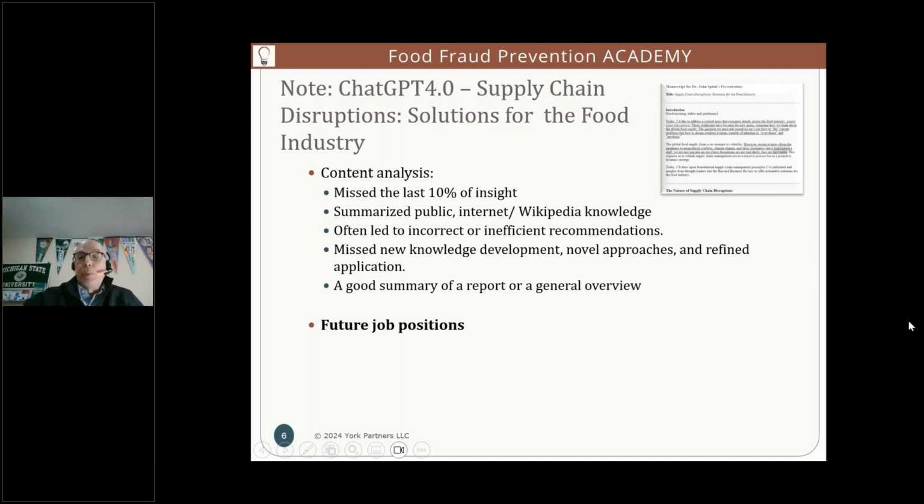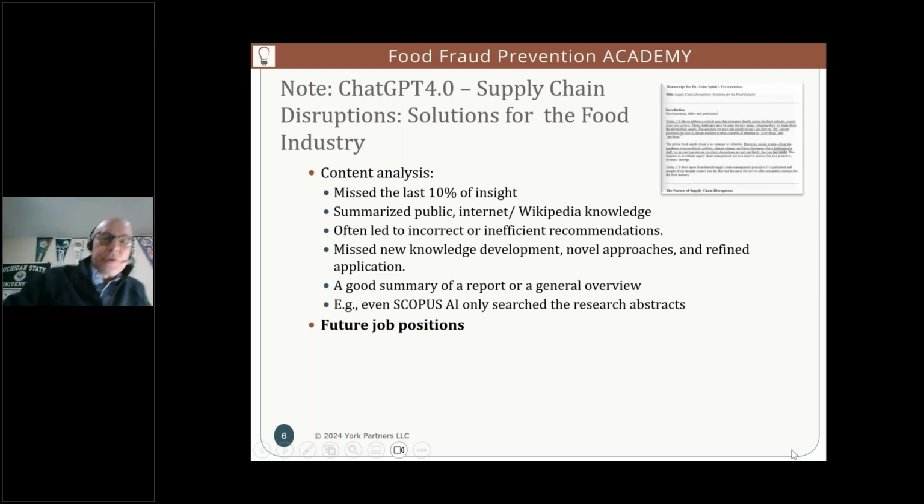It's a good summary of a report or a general overview. Fantastic. Summarize this standard or this document. And a lot of times there's very limited access to data. Scopus is a database that has the highest ranked scholarly articles, academic articles. That's what we use when we do research at the highest levels. And even Scopus's own AI system only looked at the abstracts. Well, that's very little value. I'd say 95% of the value of academic articles is not in the abstract. The abstract is just a summary. So all of a sudden AI is good for some things, but not for others.